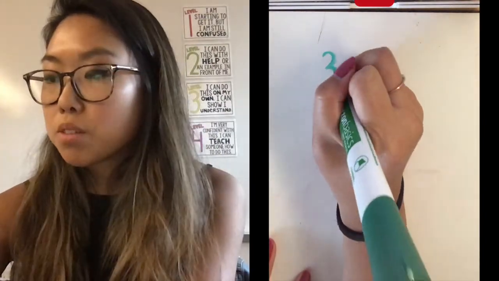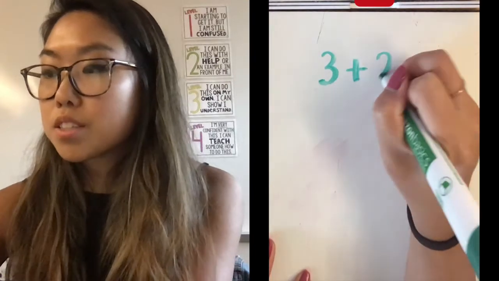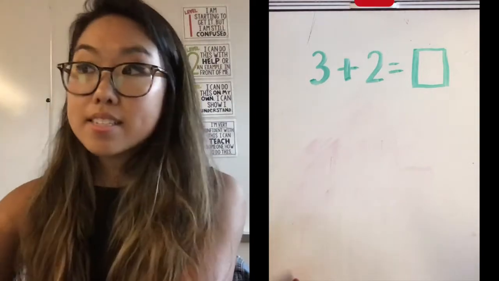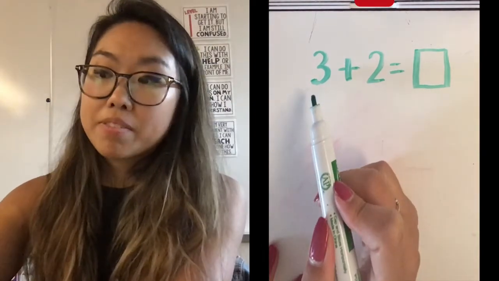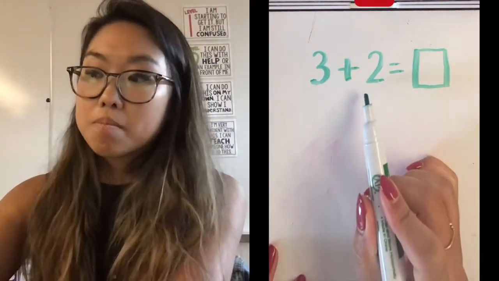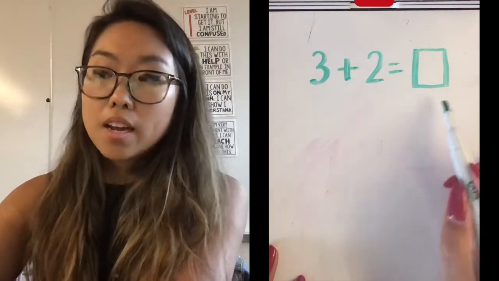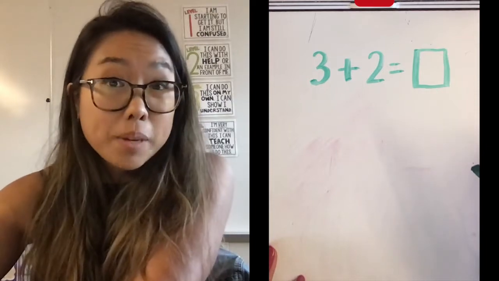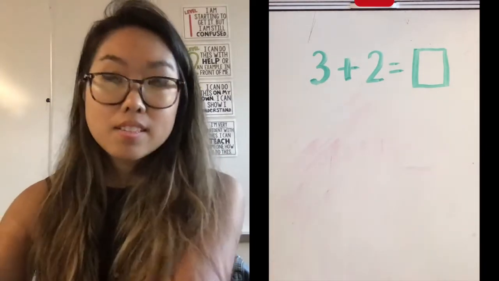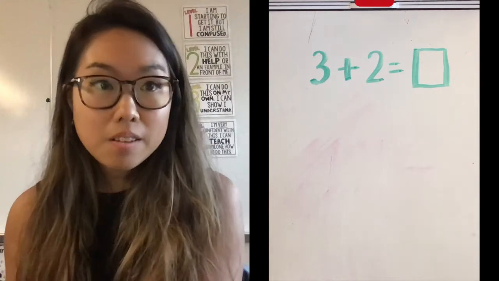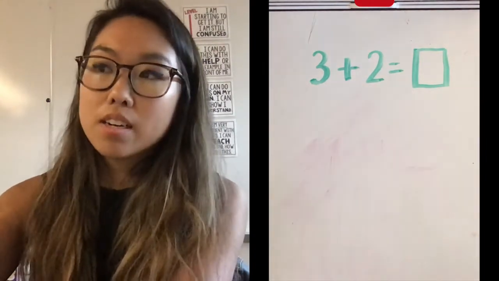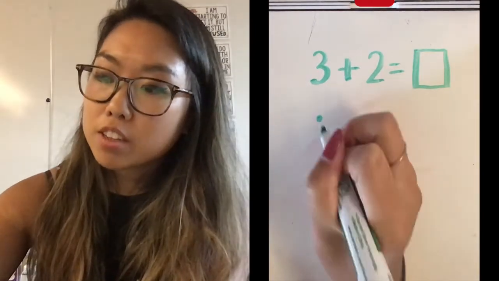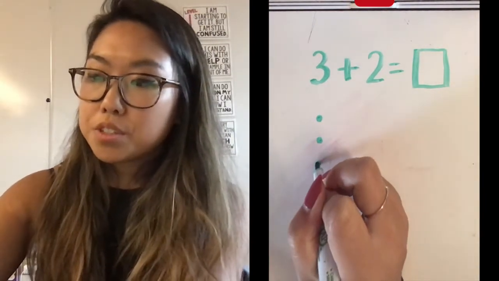So let's start with 3 plus 2 equals blank. This is my equation. So I have my first addend is 3, my second addend is 2, and I'm looking for the sum. So now I need to think, how can I draw a picture that would show me the sum to this equation? Now, the first thing I'm going to think about is, how can I draw 3 in a picture? So I can draw 3 by maybe drawing 3 dots. 1, 2, 3.